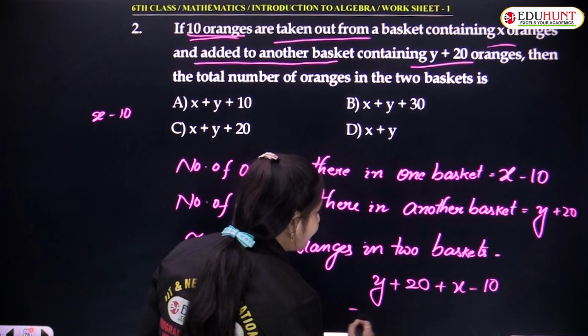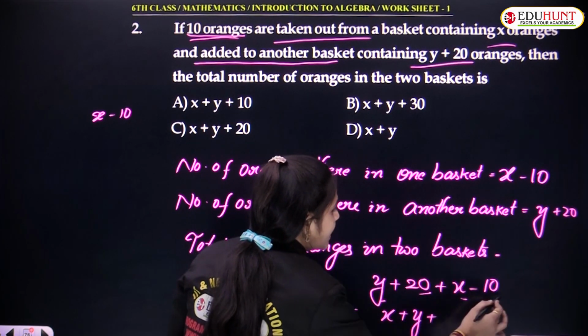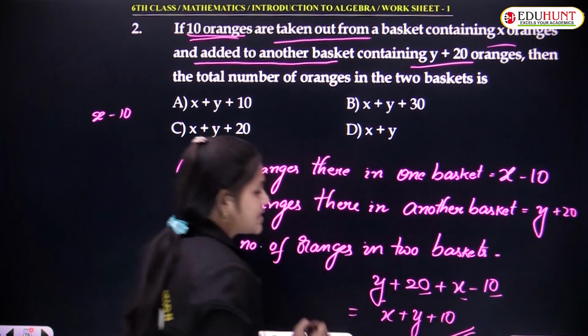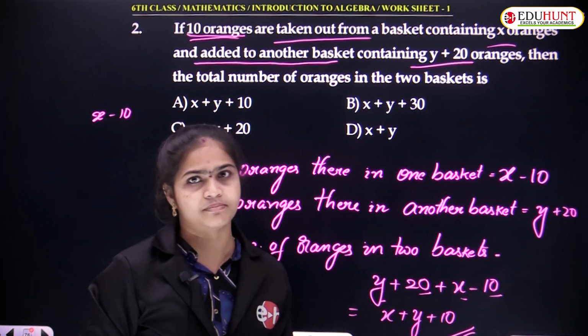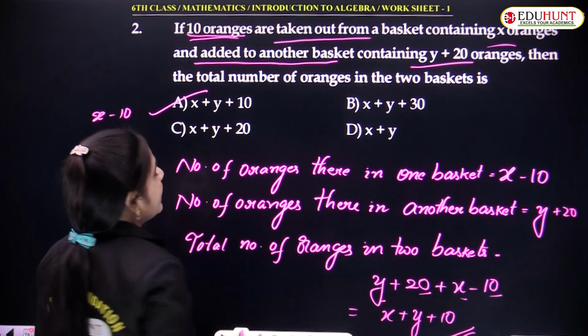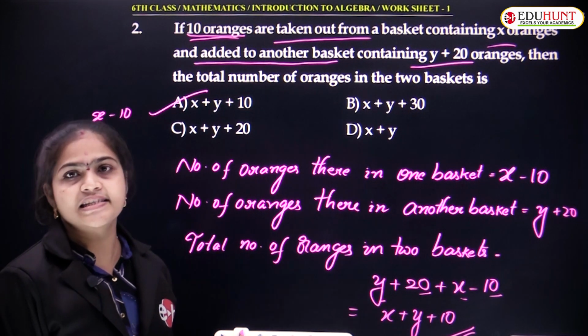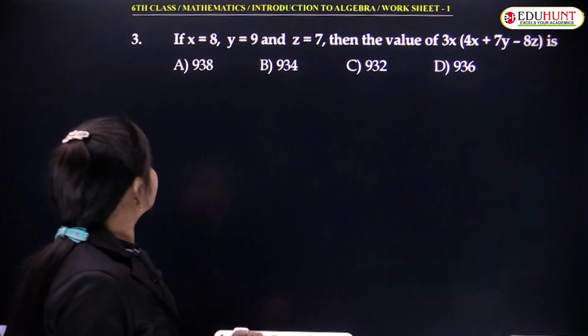Then how many do we have here? X plus Y plus 20 minus 10, which is equal to plus 10. 20 minus 10 is equal to 10. Am I clear? Finally, how many oranges are there in all? X plus Y plus 10 oranges are there in all. Yes. Next, the third question.